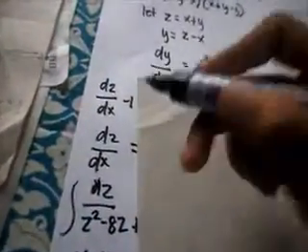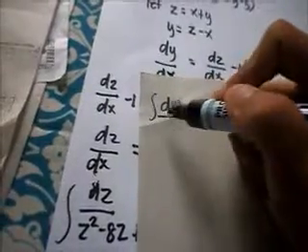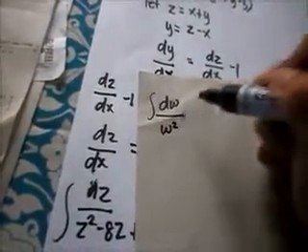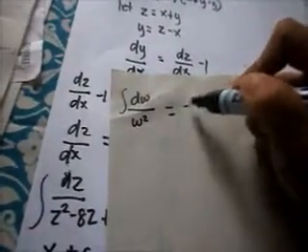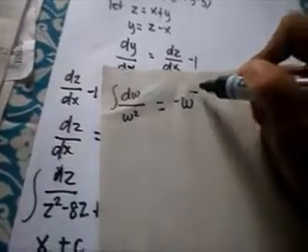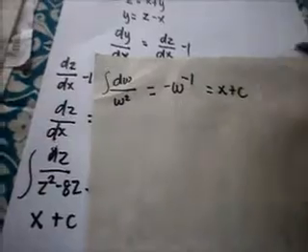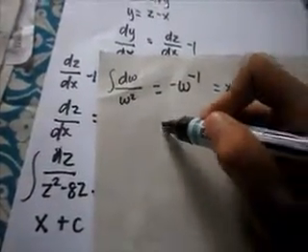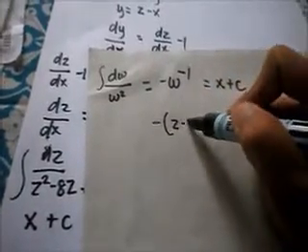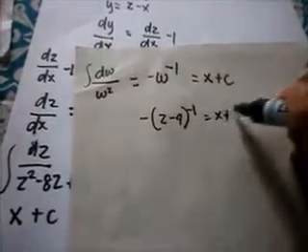So let's get another piece of paper. We have dw over w squared, and if we integrate this one, we get negative w to the negative 1, which is just equal to x plus c. And we substitute our value for w, which is z minus 4, so negative z minus 4 to the negative 1 is equal to x plus c.